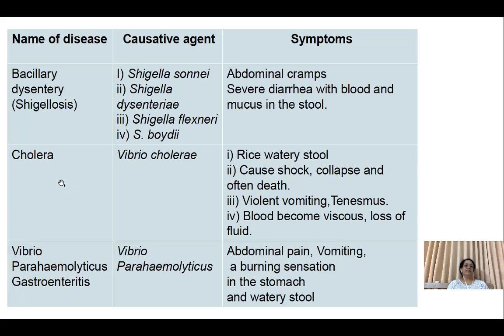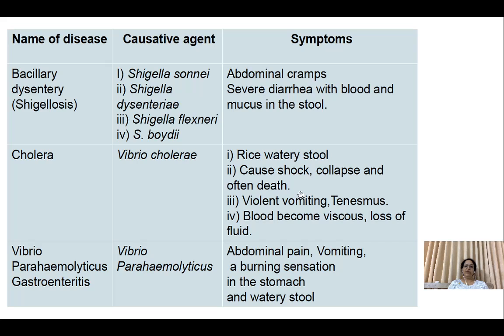Next disease is cholera, caused by Vibrio cholerae. This is a comma-shaped organism, a gram-negative rod, and it is motile. Upon infection by Vibrio cholerae, rice watery stool is an important symptom of the disease. The level of this watery stool is too high, which leads to hypovolemic shock in the patient, and it leads to collapse and often death.